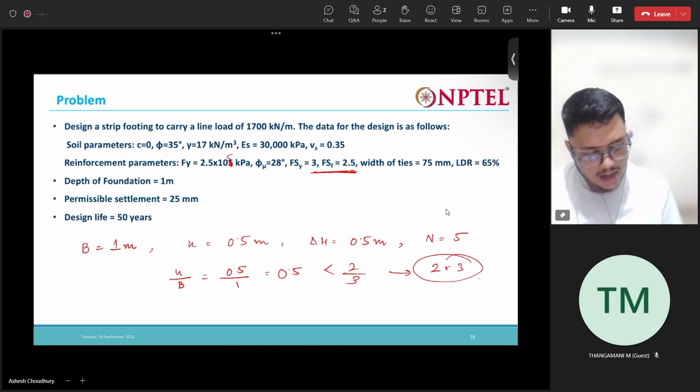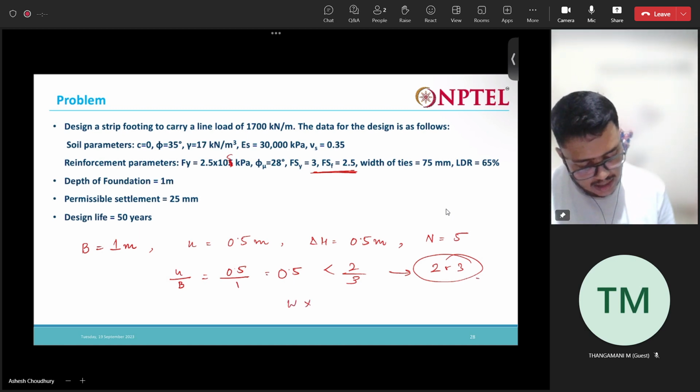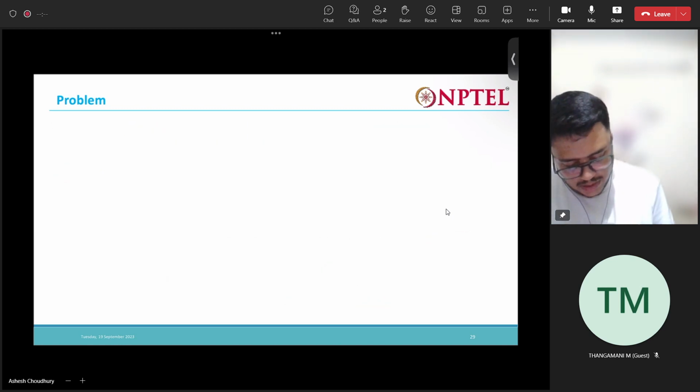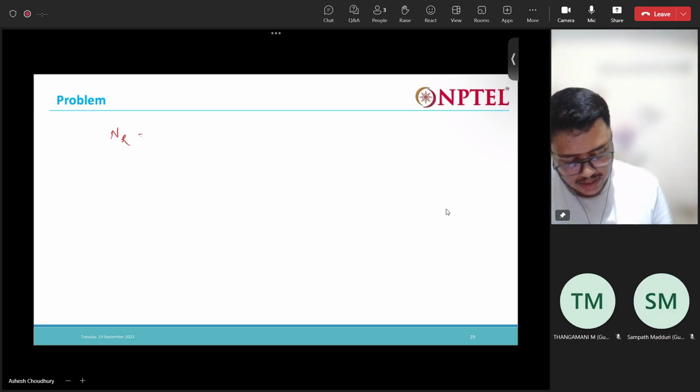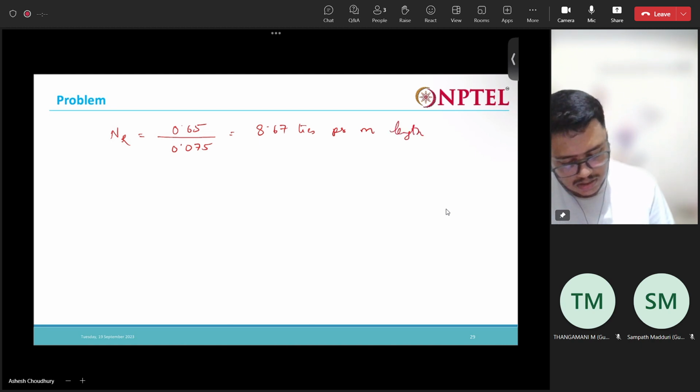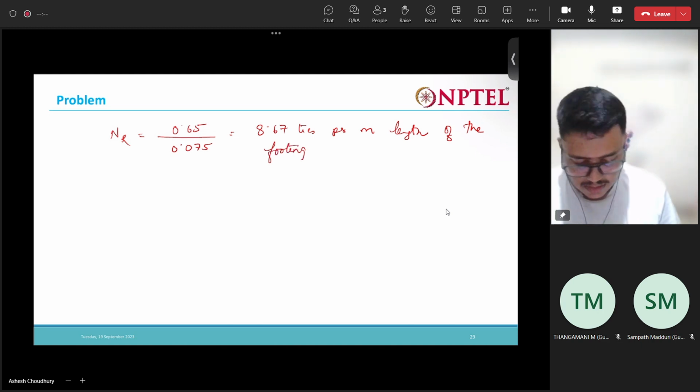Alright, so now LDR is given. Width times NR is LDR. So from here we can get the number of ties that we need to provide per meter length of the footing, that is 0.65 and 0.075, which is 8.67 ties per meter length of the footing.